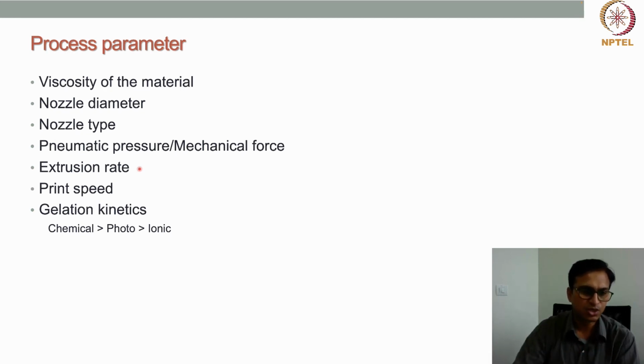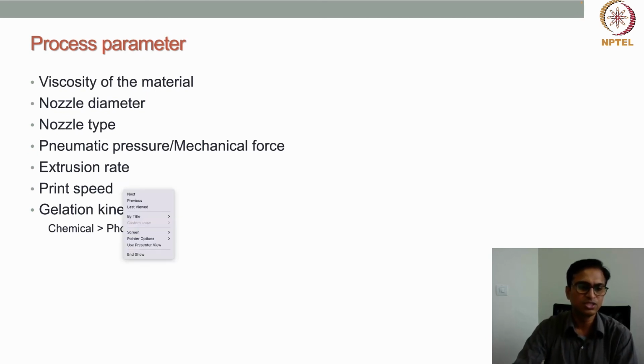Suppose the extrusion rate is low and print speed is more, then the material will not come out uniformly, or we cannot print a very good structure. If the extrusion rate is very high and print speed is low, then what will happen? More material will come out, but again we will not be able to make a good structure. So we have to control both these things in accordance with each other.